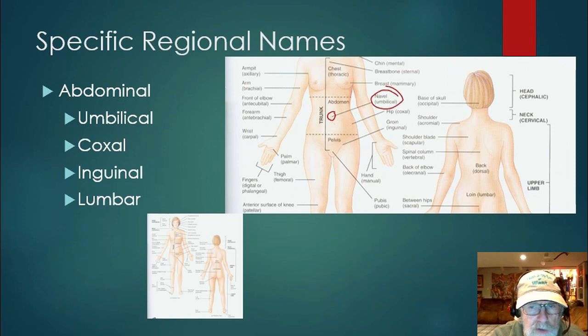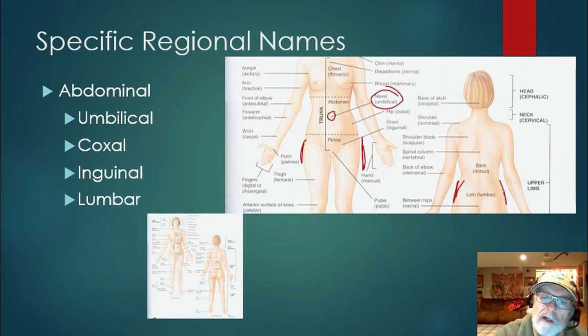That's the umbilical region. Okay, coxal. Coxal actually means the hip region. This area is basically the coxal region at the top of the hip right here. So I think they probably should have put it more in the leg than in this, but that's called the coxal region. Okay, so that's that.